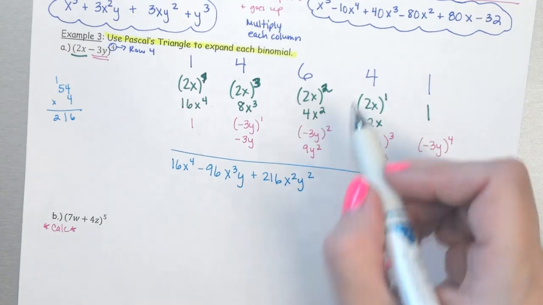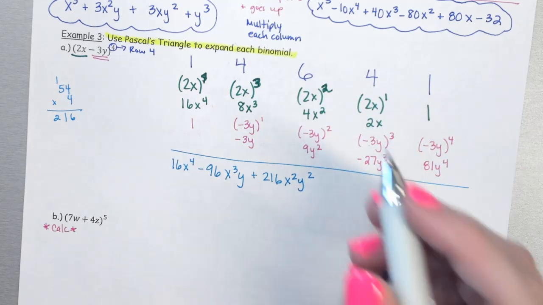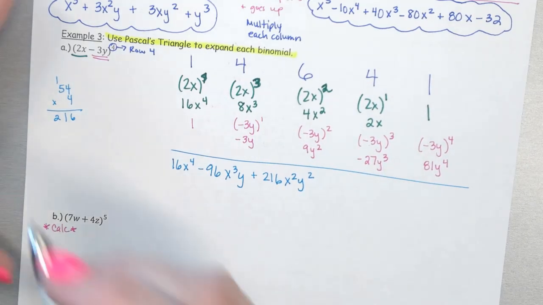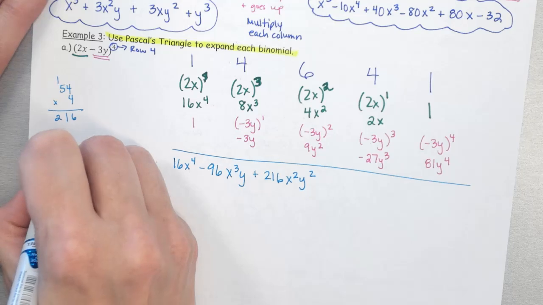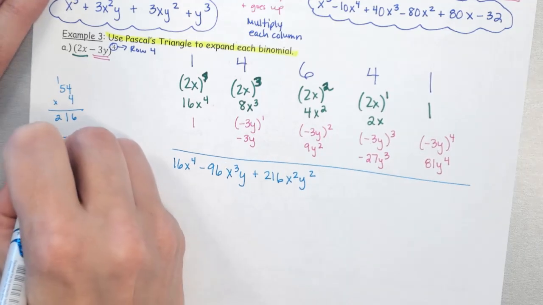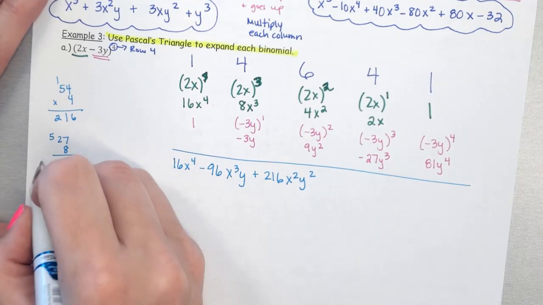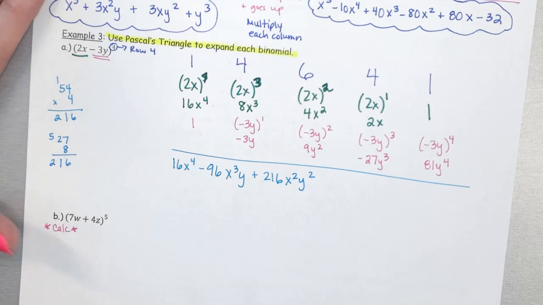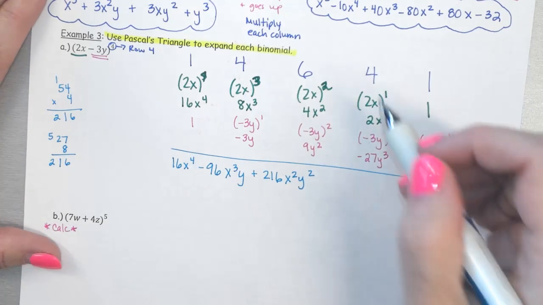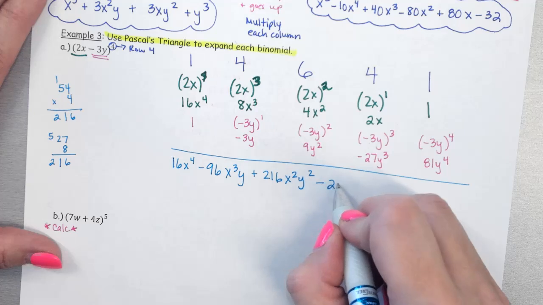Okay, and then here, 4 times 2 is 8. 8 times negative 27. That might be something else you want to do on the side. 16 plus 5. 216 again. So pay attention to your signs.